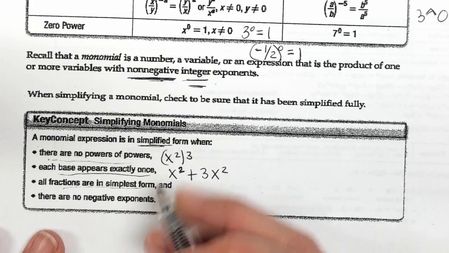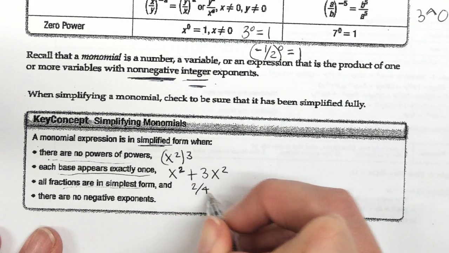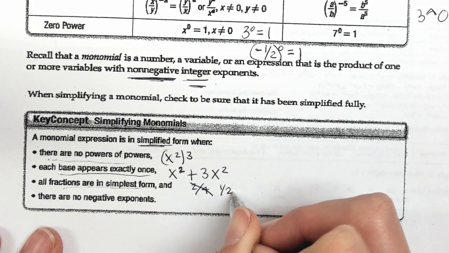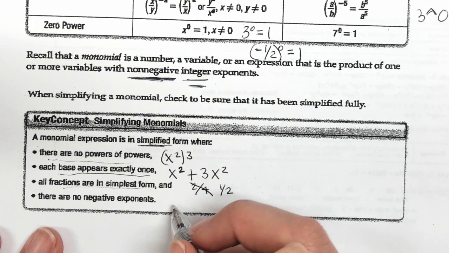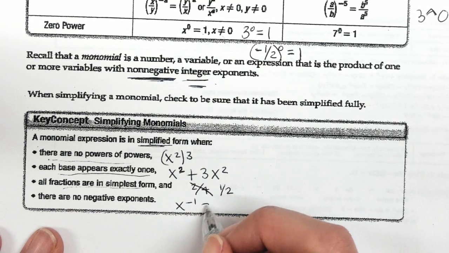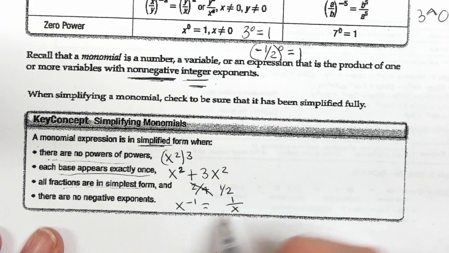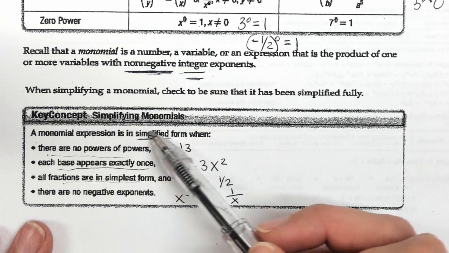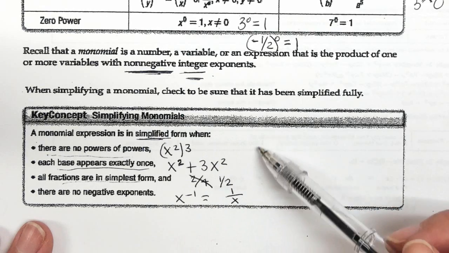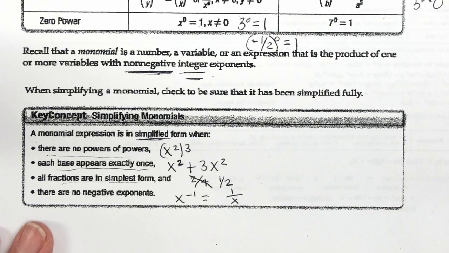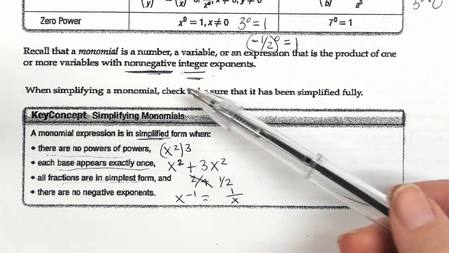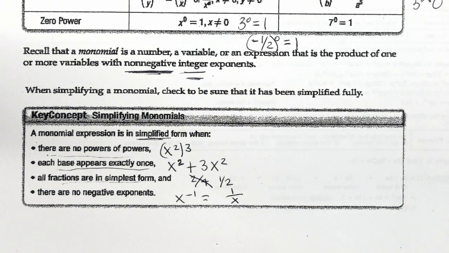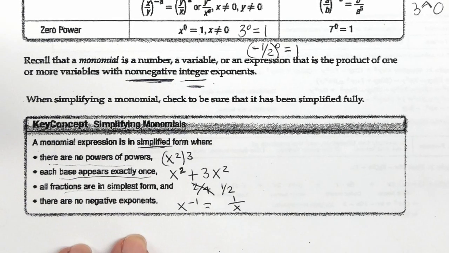All fractions are in simplest form, meaning don't leave 2 over 4. Put it as what? Good. And there's no negative exponents, so we can't leave x to the negative first power. We'd have to move that to the bottom. So this is just saying a monomial is simplified when all of these are completed. And to be a monomial in the first place, you can't have negative exponents. Alright, I know that was a lot, but I promise it's very easy once we get to applying it. Flip it over.